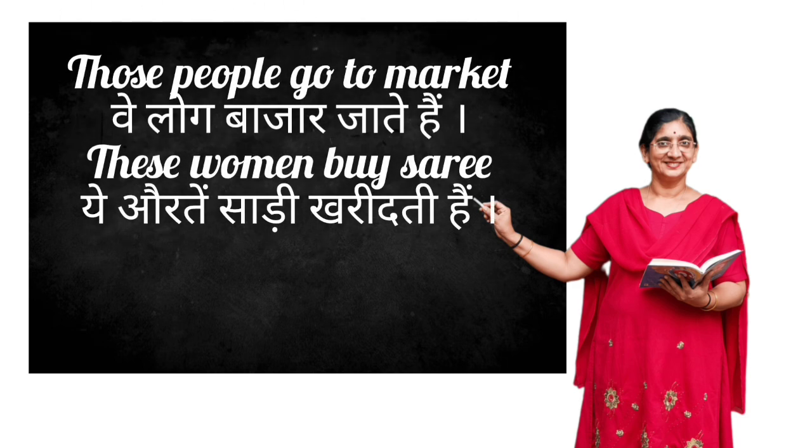Now, let us see the sentence. Those people go to market. वे refers to those. People is लोग, market is बाजार, and go is जा. So we can say it as वे लोग बाजार जाते हैं.